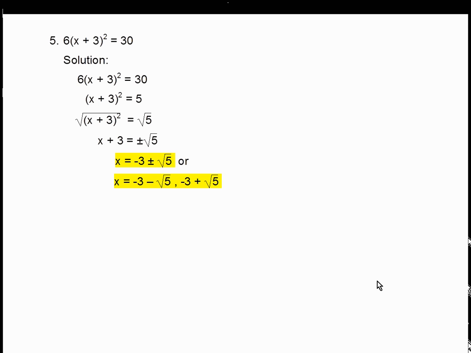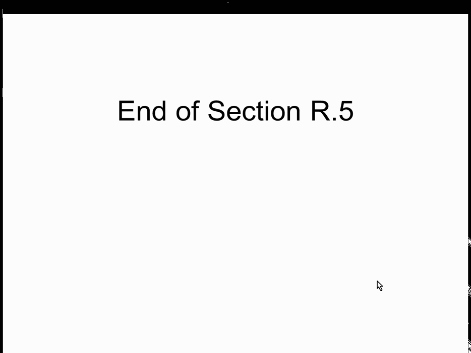Now again, the square root principle and the factoring, we'll see them again in Chapter 3. The linear equations, we'll see them again in Chapter 1. That's the end of Section R.5.